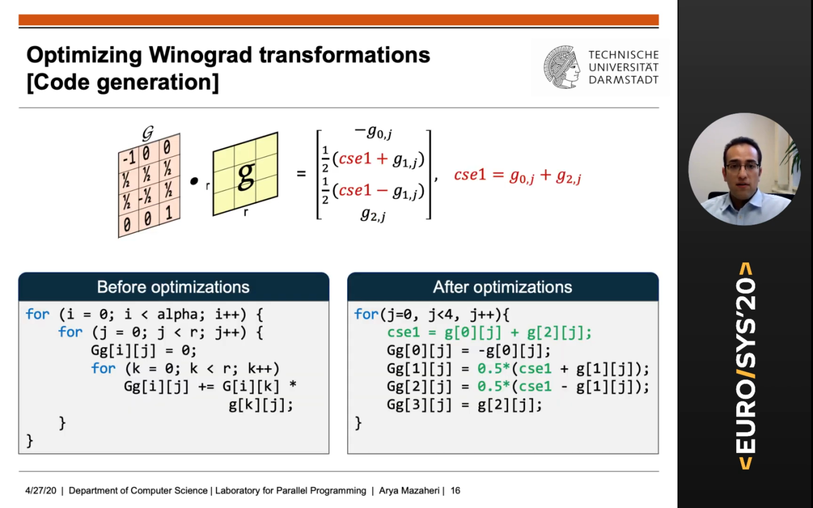So here is the result after performing all those optimizations. Previously, we had to perform these nested loops, and here we only have a single loop, which is much more efficient, and we can also unroll the loop if necessary.